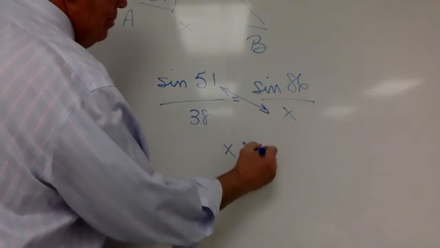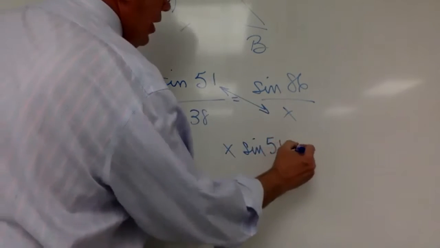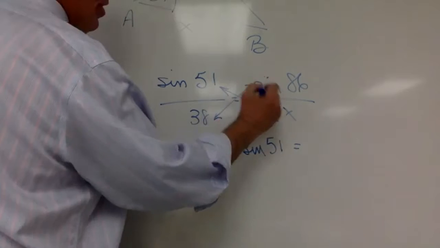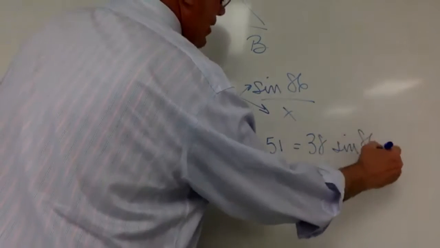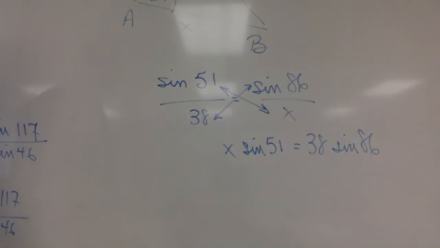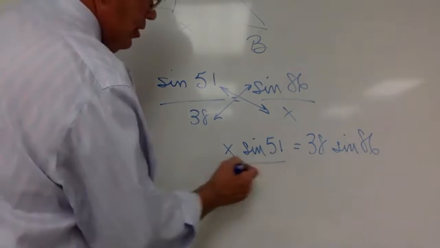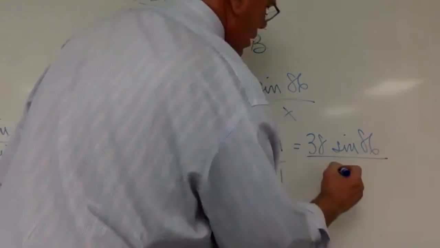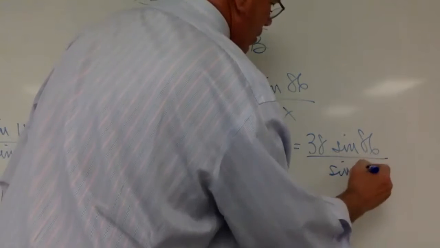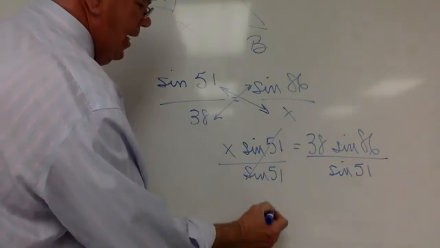So now all we got to do is what? x times the sine of 51 equals 38 times the sine of 86. How do you get x by itself? Divide by sine of 51. Yeah, just divide both sides. If I divide this side by the sine of 51, I have to divide this side by the sine of 51, and I get x equals.